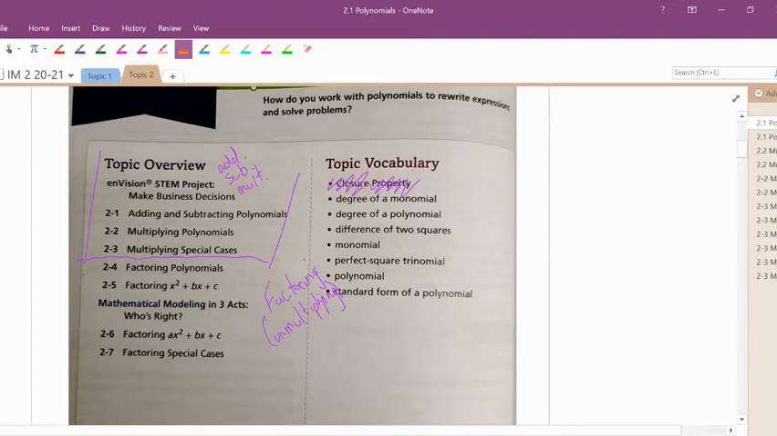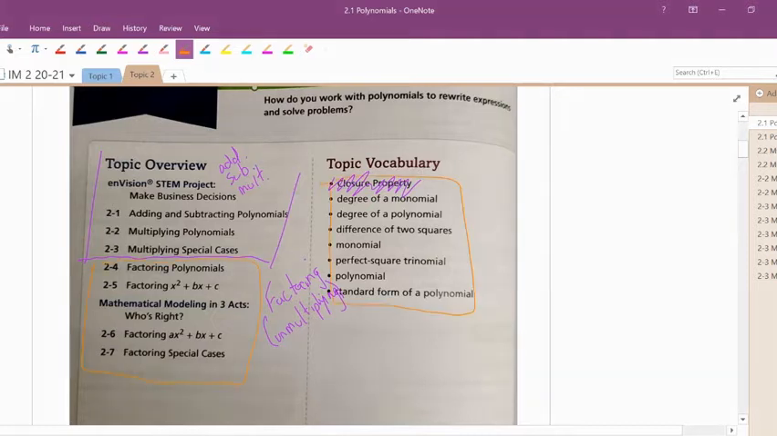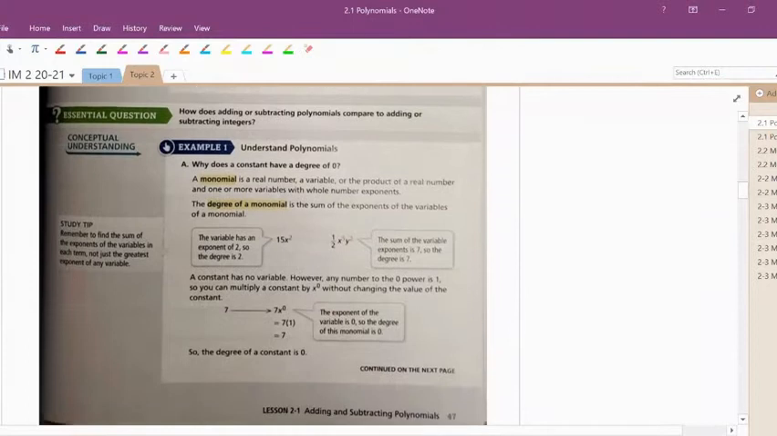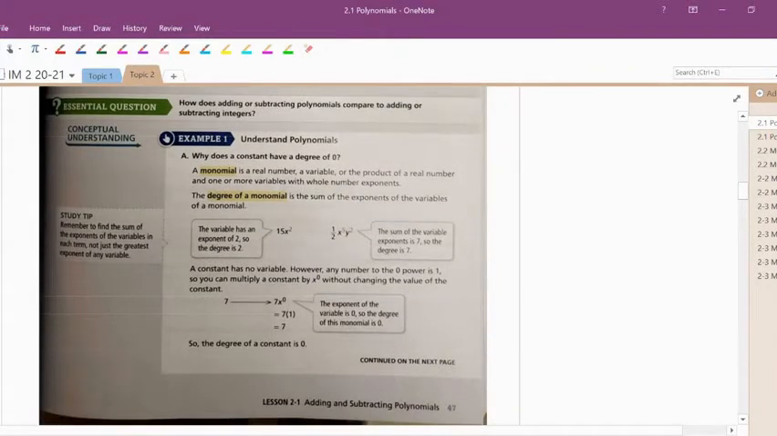So we need to know this vocabulary. Degree of a monomial, degree of a polynomial, difference of two squares, monomial, perfect square trinomial, polynomial, and standard form of a polynomial. So let's keep on cruising. How does adding or subtracting polynomials compare to adding or subtracting integers?